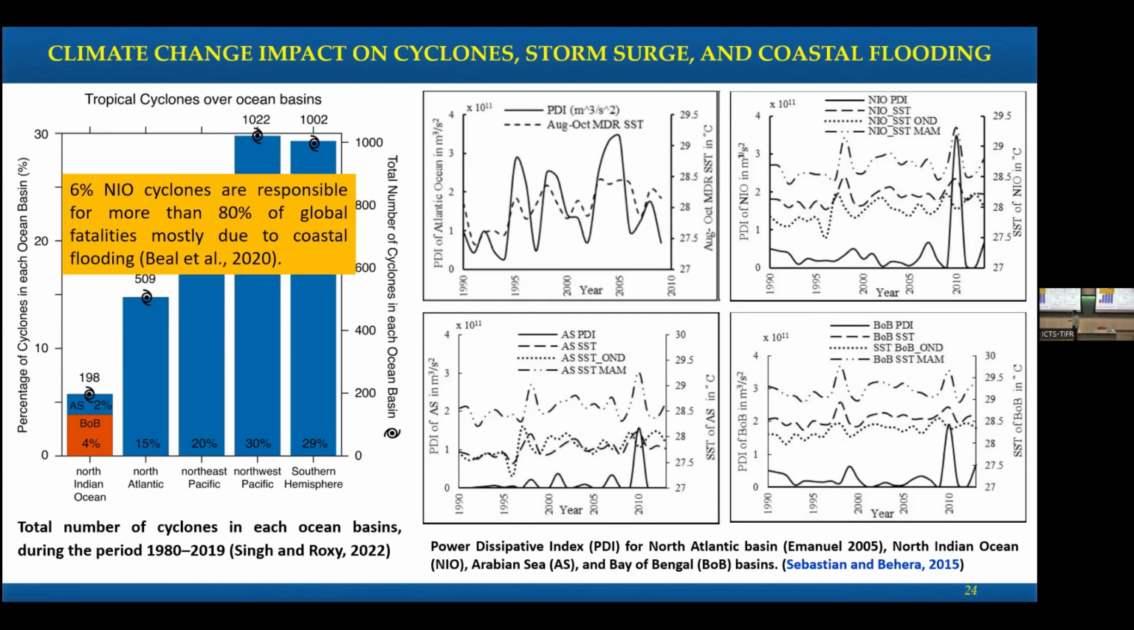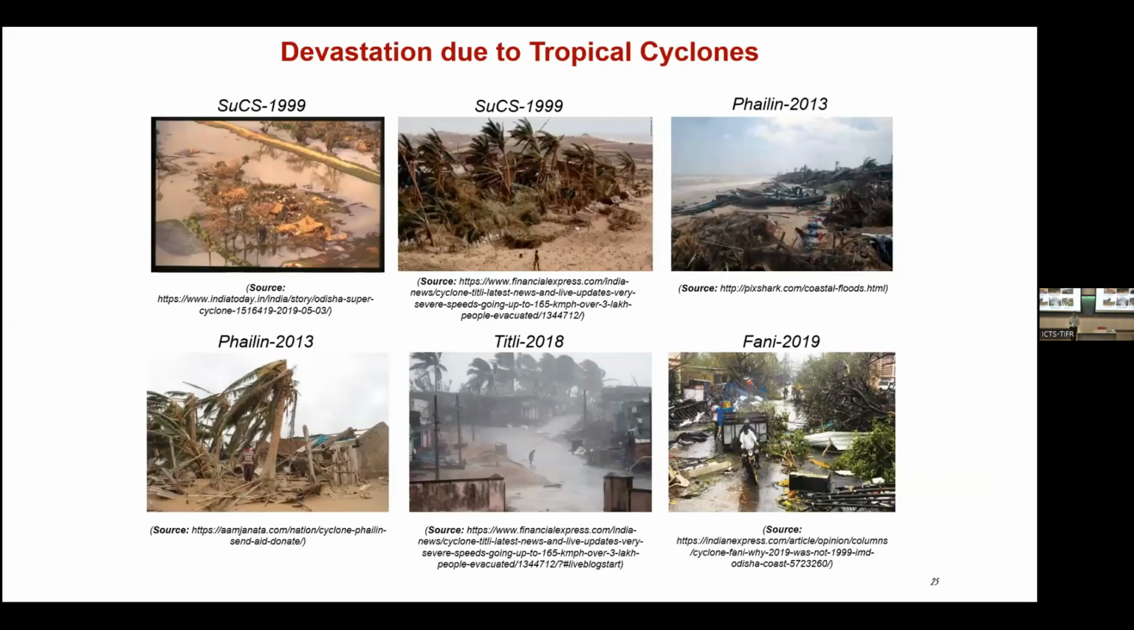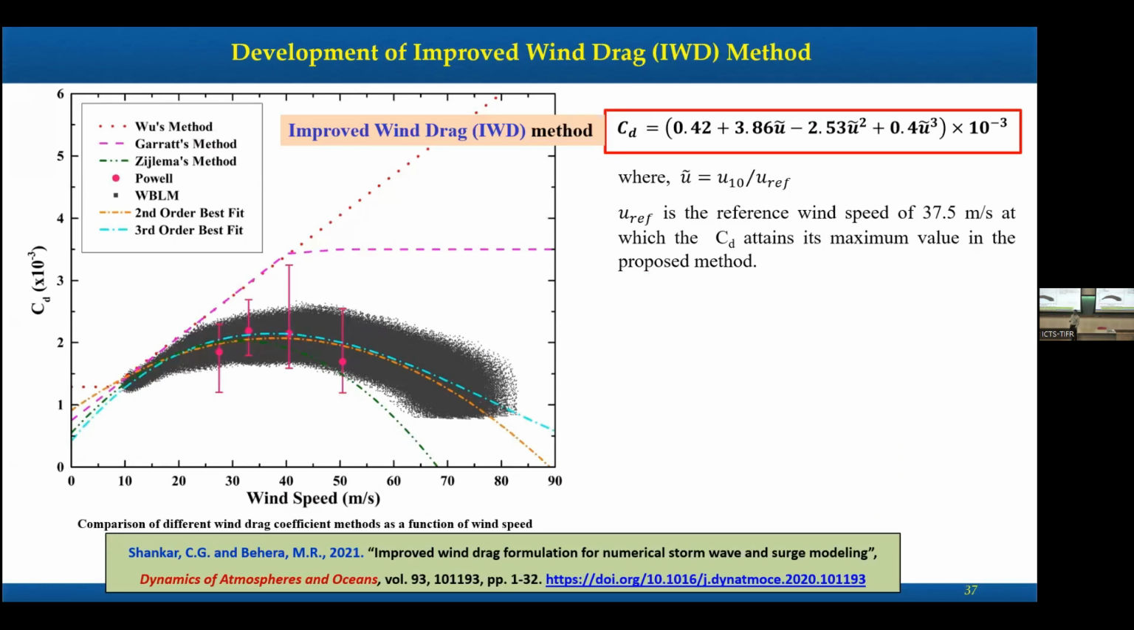The power dissipation index is a function of the velocity, or wind speed, you can say. If the wind speed increases, the power dissipation index increases in cubic terms. So a small increase in the wind speed is going to result in a cubic increase in the power dissipation index. So the damage is going to be extremely high. You can see the kind of damage in some typical pictures, and this damage is going to be further amplified.